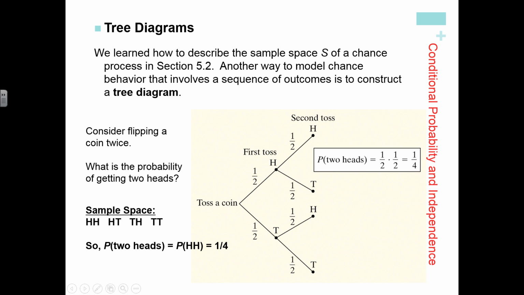So if I want the probability of getting 2 heads, well, here I have heads, heads. Everywhere else there's a tail somewhere in it. So the probability of getting 2 heads would be 1/2 times 1/2, which is 1/4.